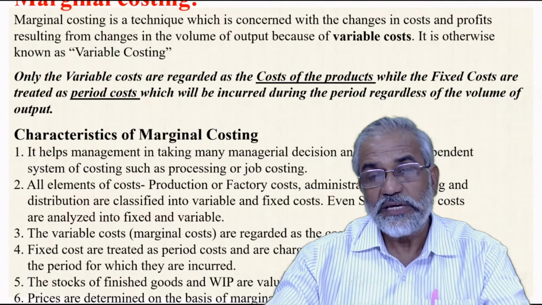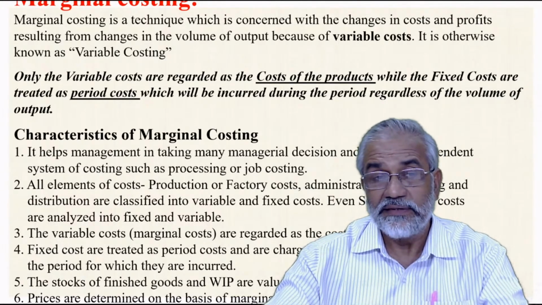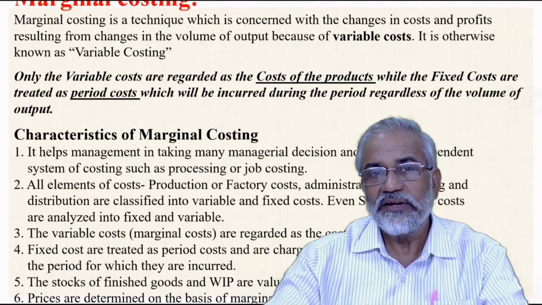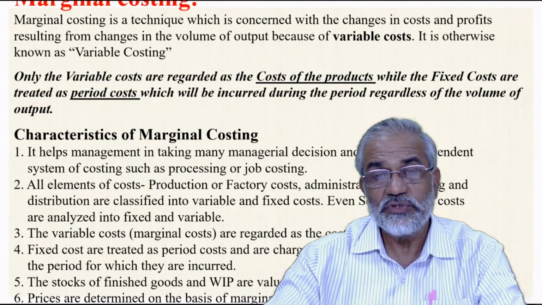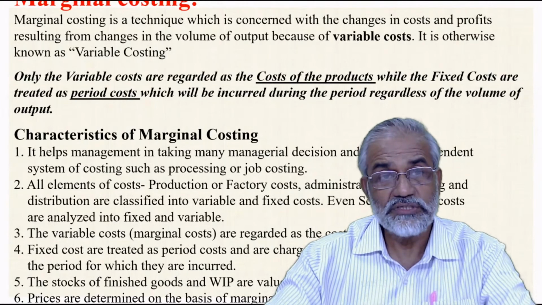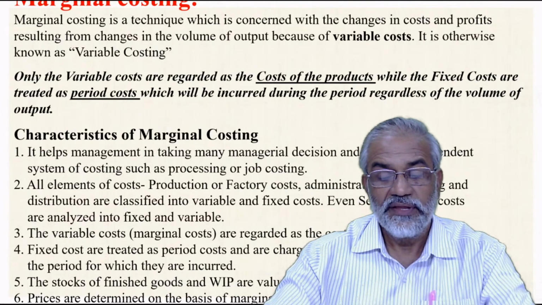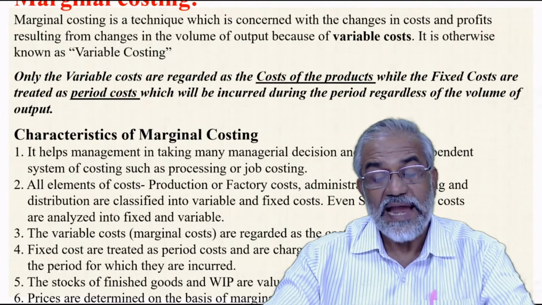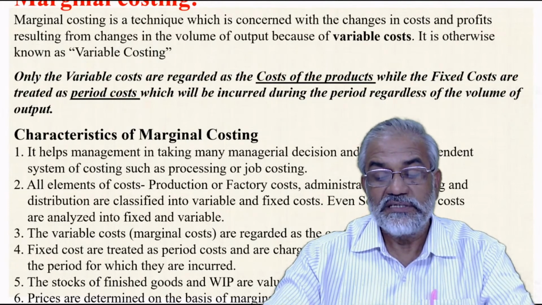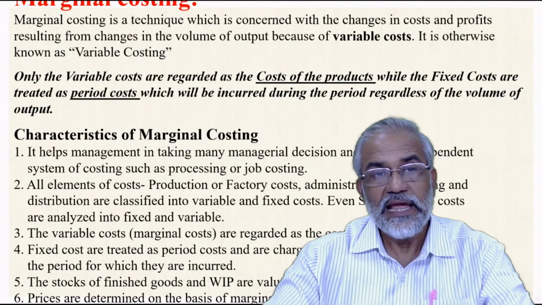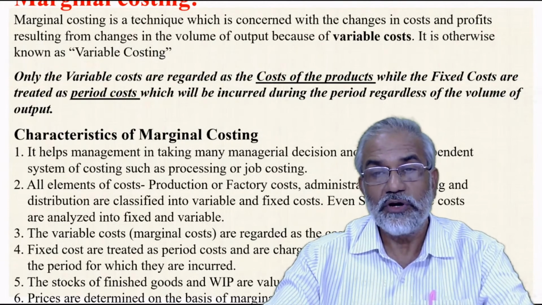And the cost can also be classified on the basis of behavior. When the cost is classified on the basis of behavior, it gives rise to important types of cost. One is the variable cost, another is the fixed cost. Variable cost is that cost which varies directly and proportionately with the volume of production.